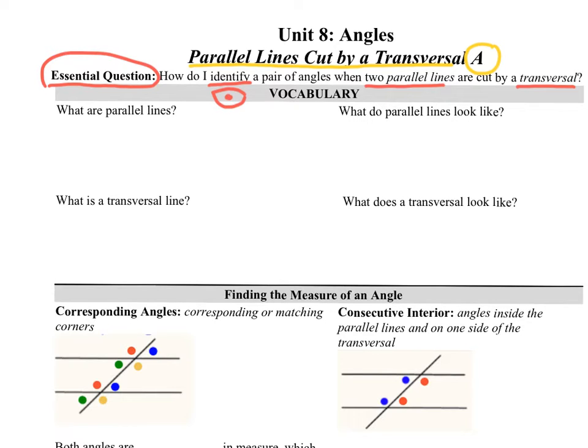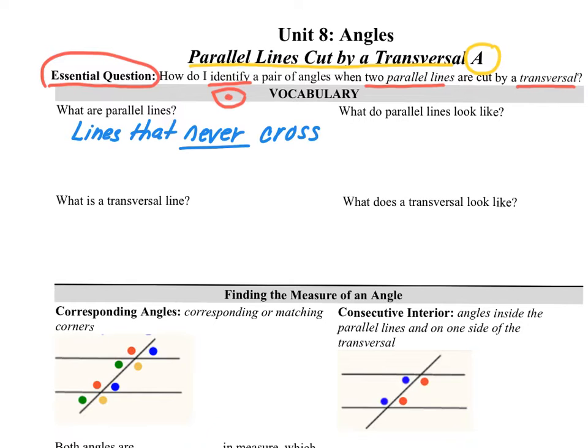So the first question is, what are parallel lines? Okay, so parallel lines are lines that never cross. That never is really important. Lines that never cross. Make sure you are writing these things down in your notes or typing them in, but lines that never cross. Okay? Well, never is a pretty big word because that means it could possibly not ever happen.